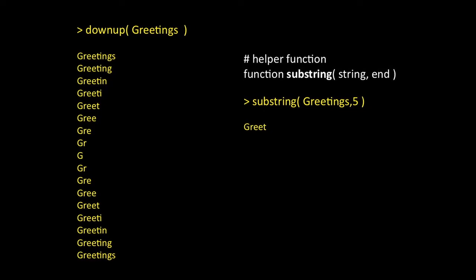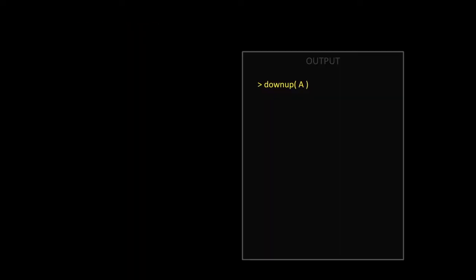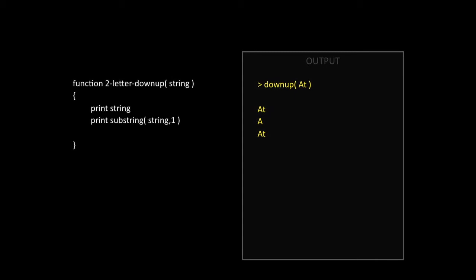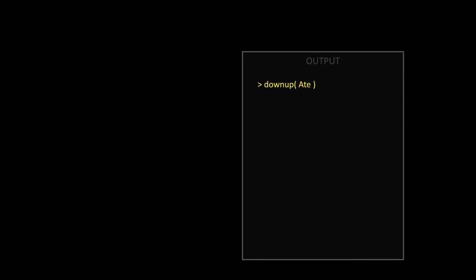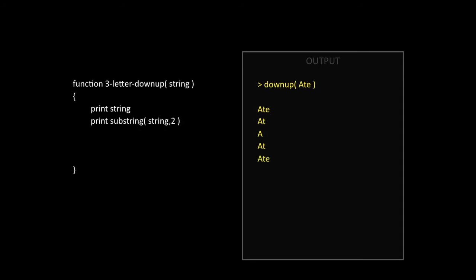Following the framework we discussed earlier, what is a simpler version of down-up that we can easily handle? How about down-up of a single letter string? The desired output is achieved by simply printing the string. Moving one step up, we see that the desired output of a two-letter string can be accomplished by printing the string shortened by one letter, and printing the full string a second time. And moving up one more step to a three-letter string. Are you starting to notice any patterns? Pause the video to think of a possibility.